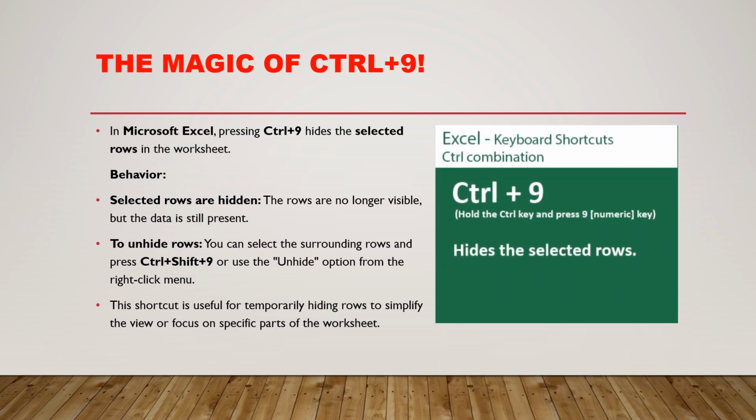But wait, what if you need to bring them back? Easy. Just select the surrounding rows, right-click, and choose Unhide, or use the shortcut Ctrl+Shift+9 to make them reappear. This is perfect for decluttering your workspace or focusing on specific data during analysis. Plus, it's a great way to hide sensitive info during presentations without deleting them.